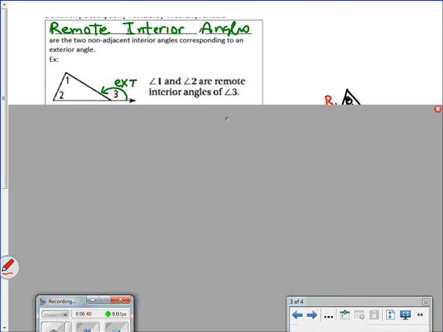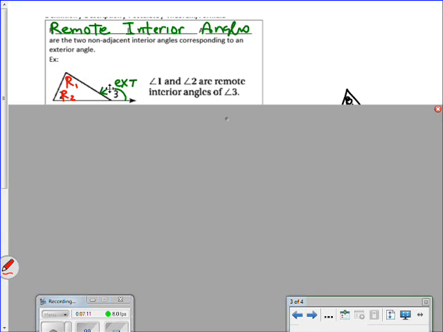So next up we have remote interior angles. So remote usually projects the idea of something far away. And these are interior angles. So remote interior angles are in reference to a corresponding exterior angle. So suppose I draw a triangle and I extend one of the sides to create an exterior angle. That angle has two remote interior angles. That's 1 and 2. Okay? And we use R1 and R2 to identify those.